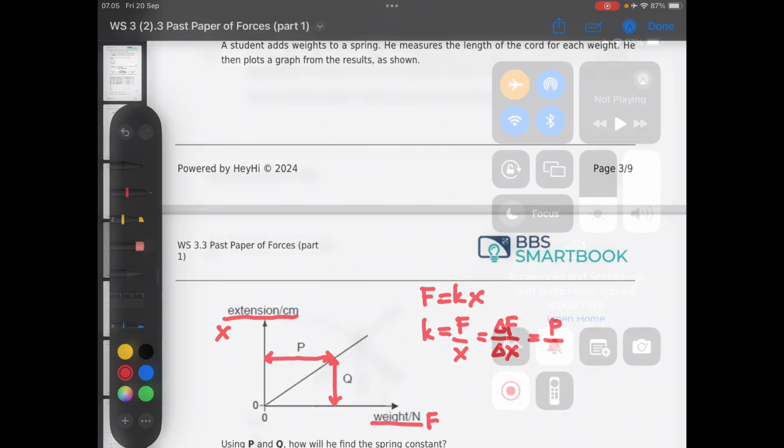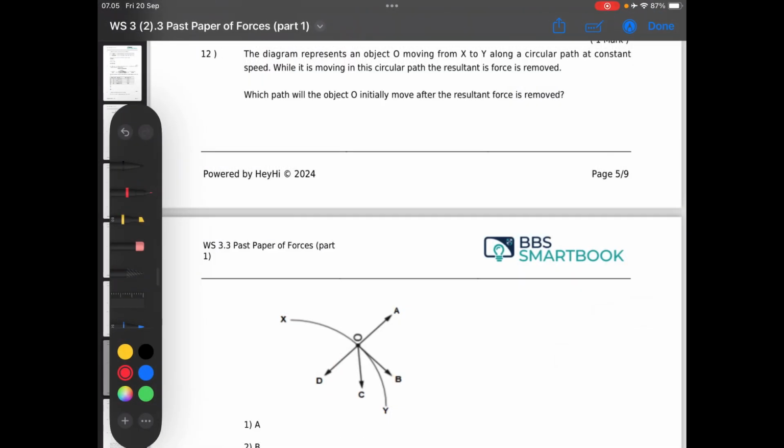You decide by yourself. Number 12 is difficult too, but let's see. Based on the description in the beginning of the question, the object moved from X to Y. So this is the direction, from this to this. If you make it into a full circle, it is supposed to be like this. This is the clockwise direction.